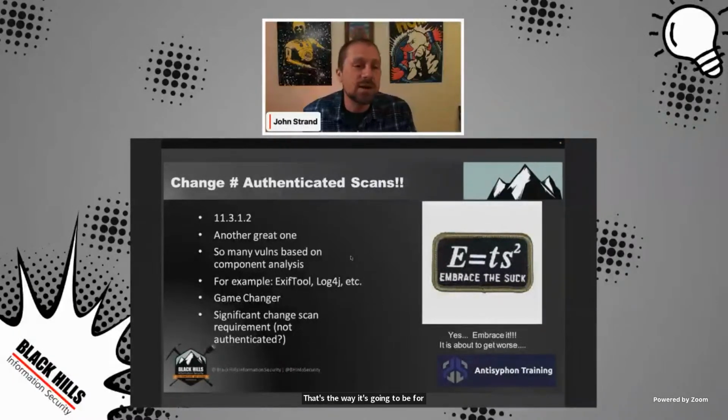For the first few iterations that they're doing authenticated scans, it is going to suck. But after they get through that initial pain cycle, it's going to be easier. It just is. And once again, you got to learn to embrace the suck. It is literally our jobs.